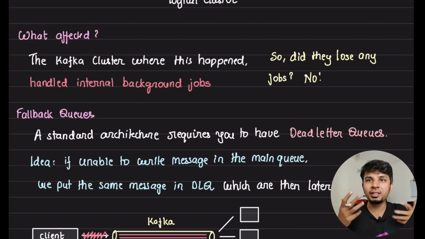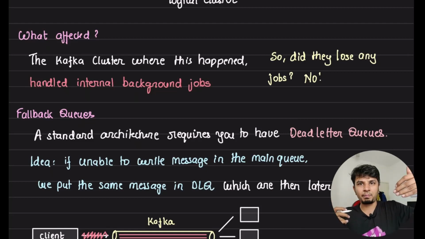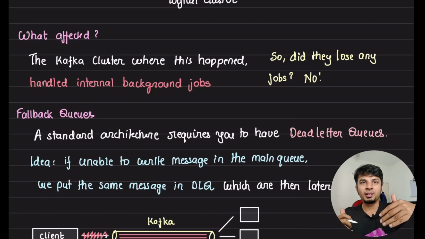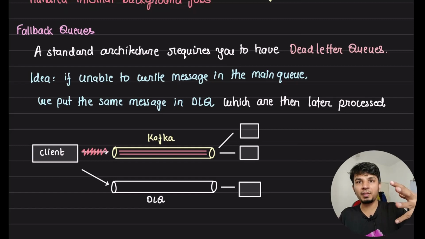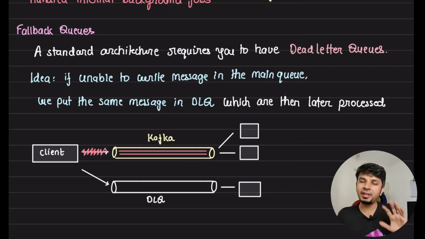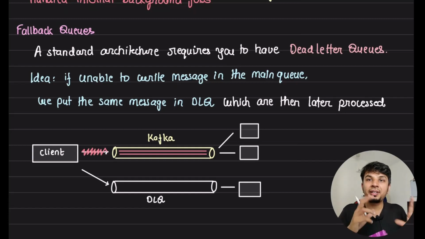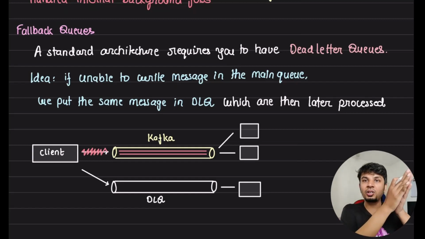Some internal jobs that they were running stopped processing because writes were failing. So did they lose data? This looks like a pure case of data loss, because the writes were supposed to happen, but writes failed. So why wasn't there a data loss? This is where the concept of fallback queues comes in. Whenever you are putting a message in a broker, if writing that message to a broker fails, have a provision of something called a dead letter queue. It's a very standard nomenclature. So a dead letter queue is what would hold the messages that failed.